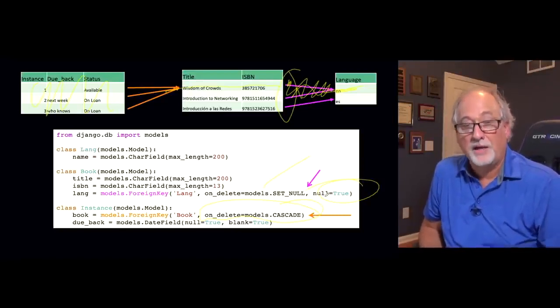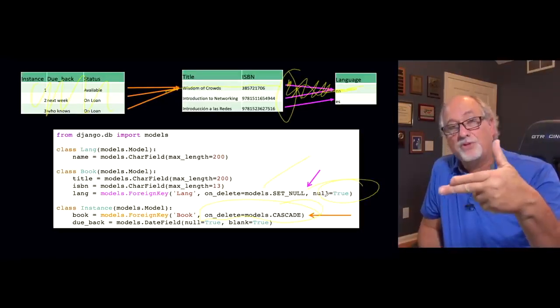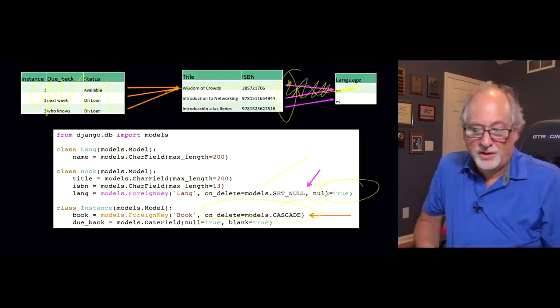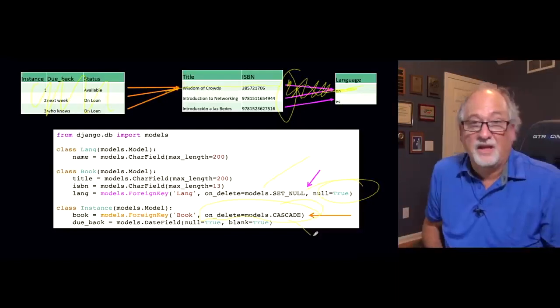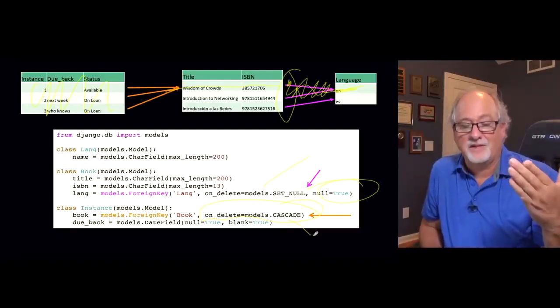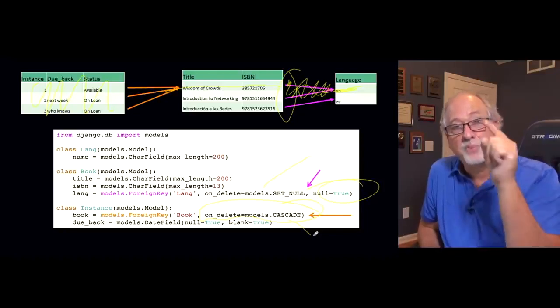Oh, and by the way, if the thing that this column points to is deleted, then set it to null, which means don't delete the row. Cascade means if the thing we're pointing to is deleted, then delete this row, because we don't want inconsistent data. We don't want those little things pointing off to absolutely nowhere and making absolutely no sense.